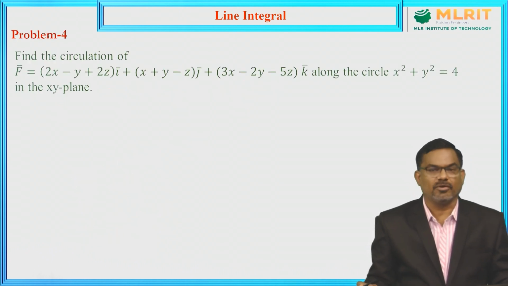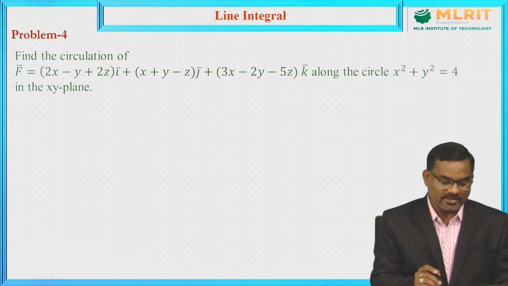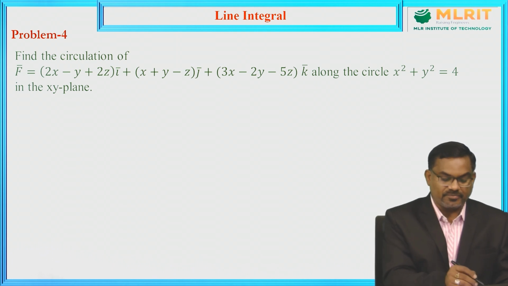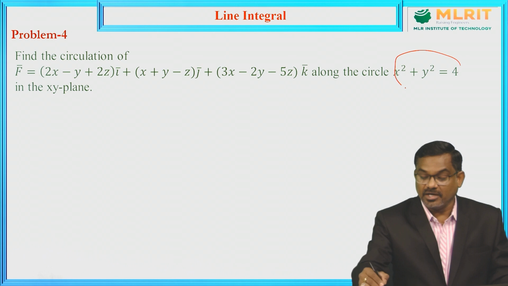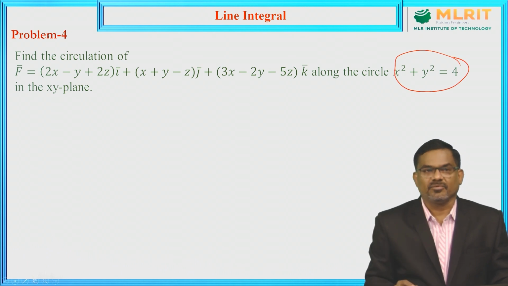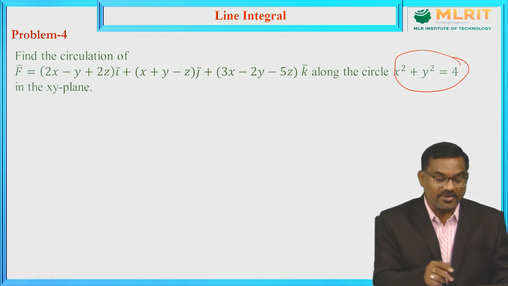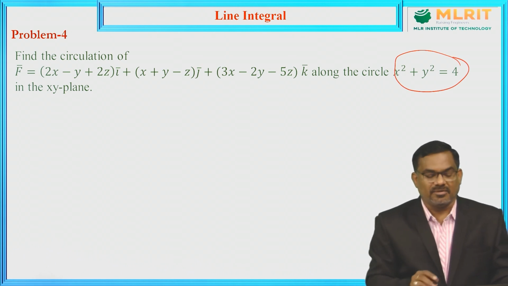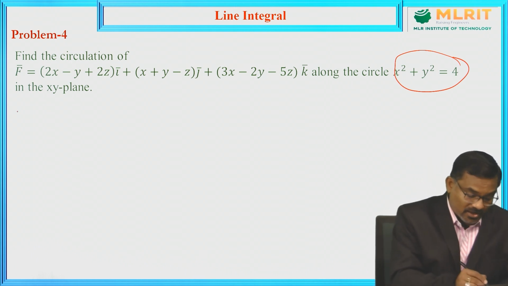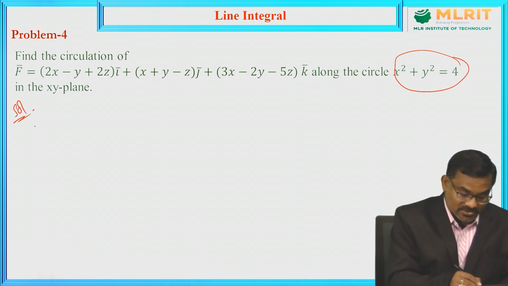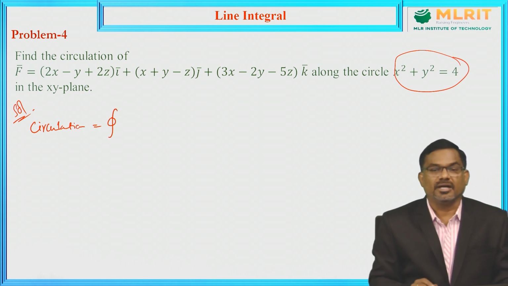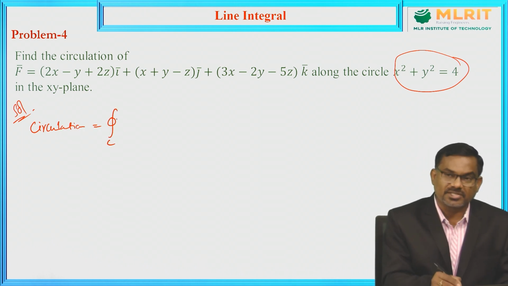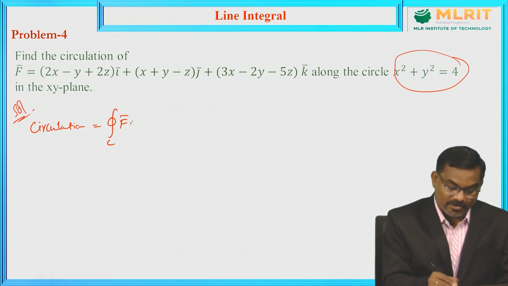Similarly, let us solve one more problem on line integral. Find the circulation of f bar along the circle in the xy plane. Here the given curve is a circle. We know that a circle is a closed curve. That's why it is required to calculate the circulation. Circulation means the line integral along a closed curve. So we use this circle here, f bar dot dr bar.